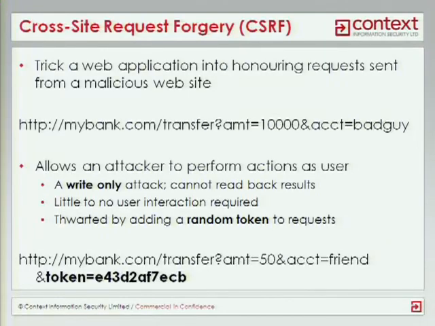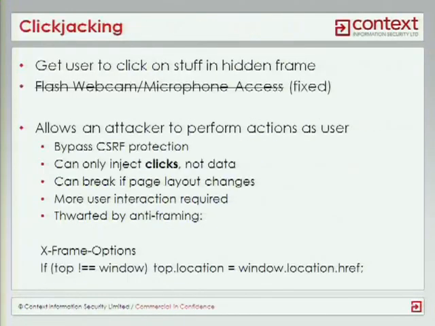Cross-site request forgery can be beaten and stopped by having a random token with each request. So in this case, you can see at the bottom, we have a random token that the website knows, but a malicious attacker wouldn't know, and therefore each request can be checked to make sure that it originated from the site and not from somewhere else.